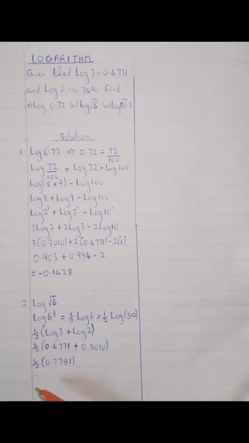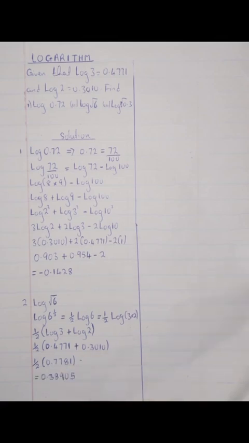If we have 1 over 2 brackets 0.7781, what does that mean? It means that we are multiplying this in the brackets by 1 over 2. So multiply 1 over 2 and this. What do we have? That will give us 0.38905, and this is our final answer.